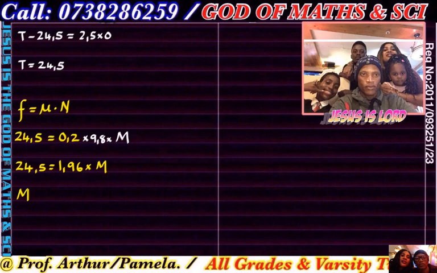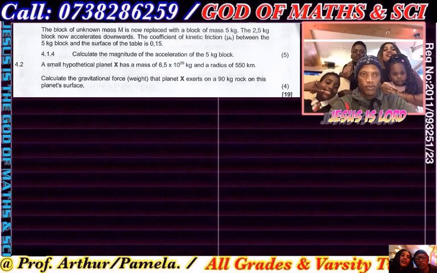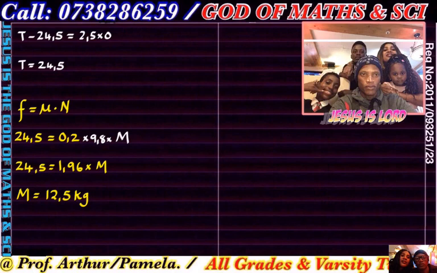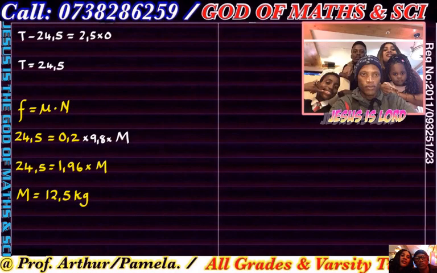So M, to prevent it from moving, must be at least 12,5 kg, kilograms. No need for the tension, because we calculated it. No need for the acceleration, because we got that. So therefore, this question is done at this point. All right, now it continues to this statement. Remember what we had? We had calculated that one there as 5 marks.